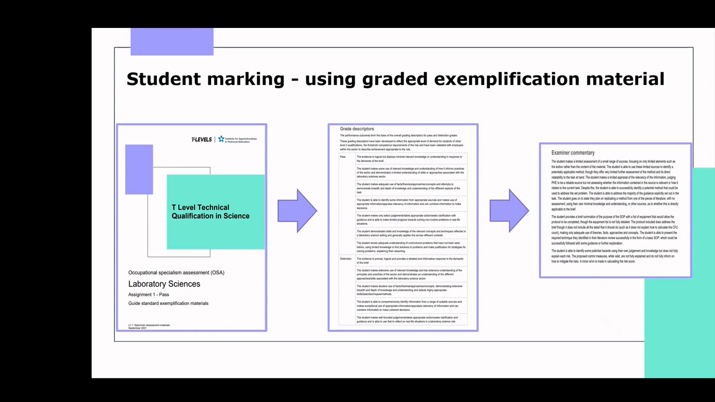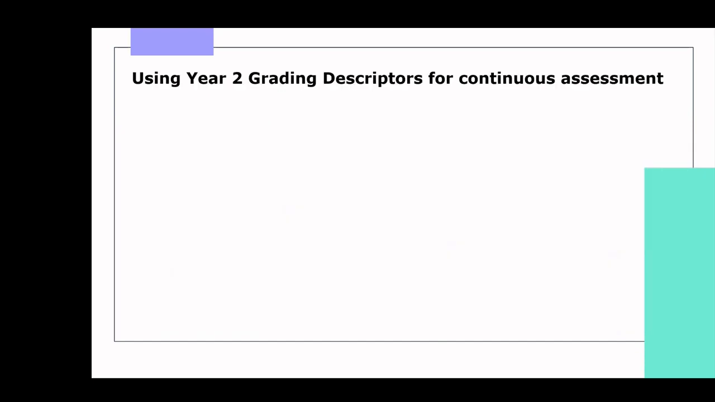This can be used to support formative assessment, marking by the tutor, by their peer, and self-marking, and ultimately support self-reflection. So as mentioned earlier, a really good way to get students understanding of how they are progressing and what their level is as a student is to use the grading descriptors for continuous assessment.